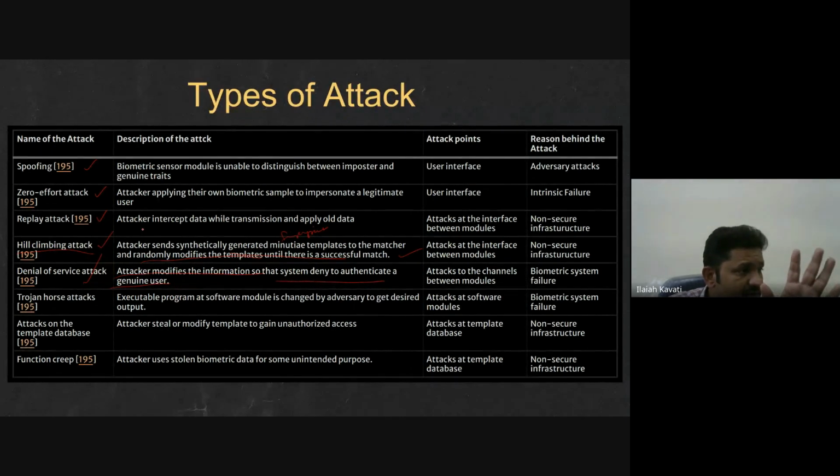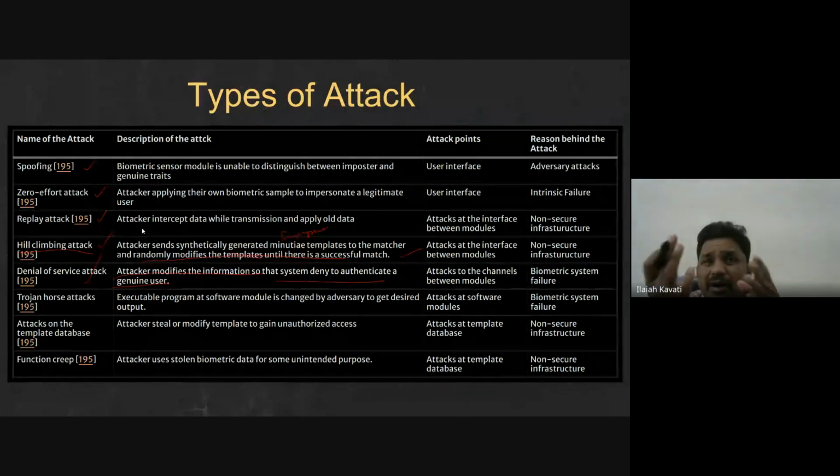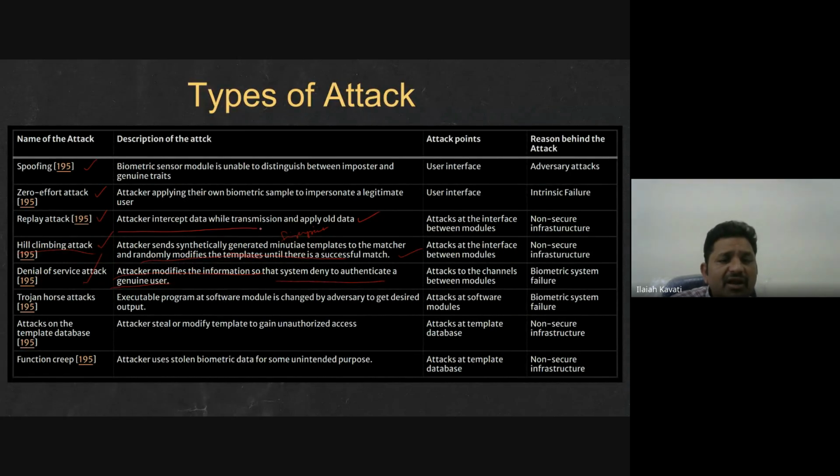Suppose now we are presenting our biometric. In a man-in-the-middle attack or something similar, the attacker will capture it and use it the next time. So we know the replay attack, right? How do we address that? Actually, using a time stamping mechanism will address this. The attacker intercepts data during transmission and applies old data to get authentication.